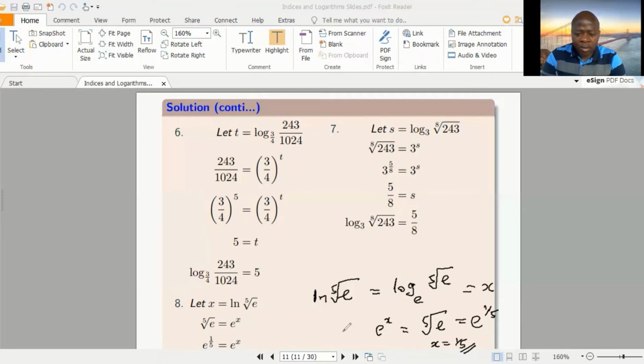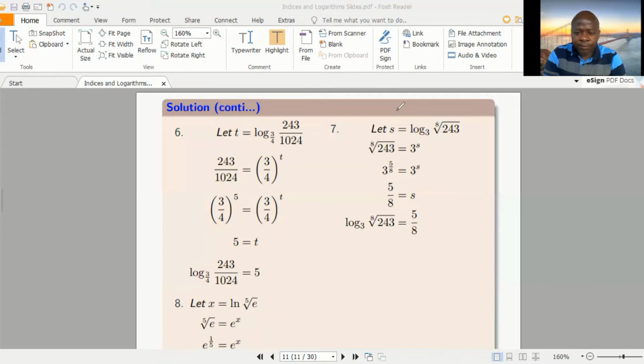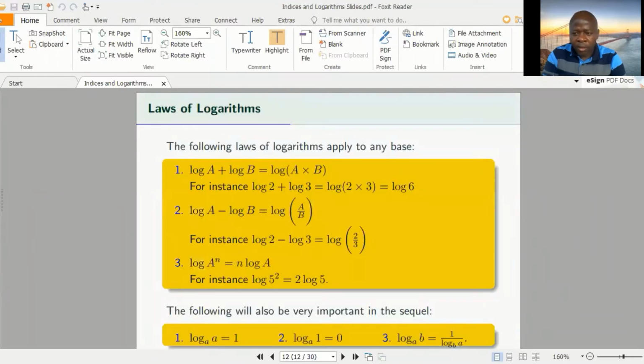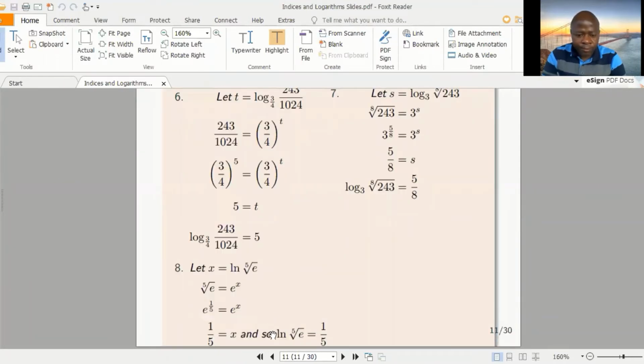I don't think I concluded. Let me just check if I did the conclusion. Oh yeah, I did the conclusion that x will be 1 out of 5.